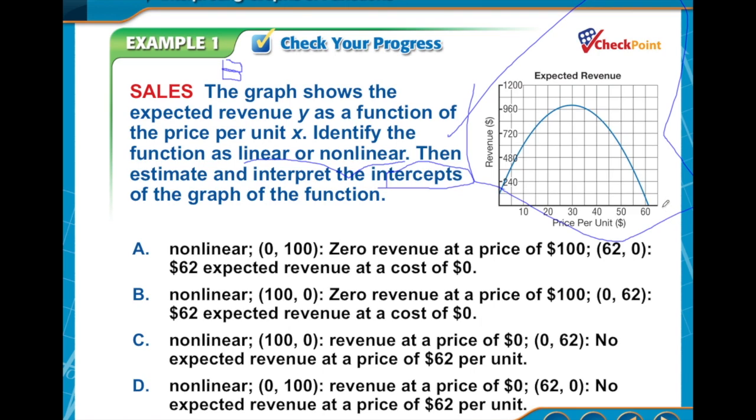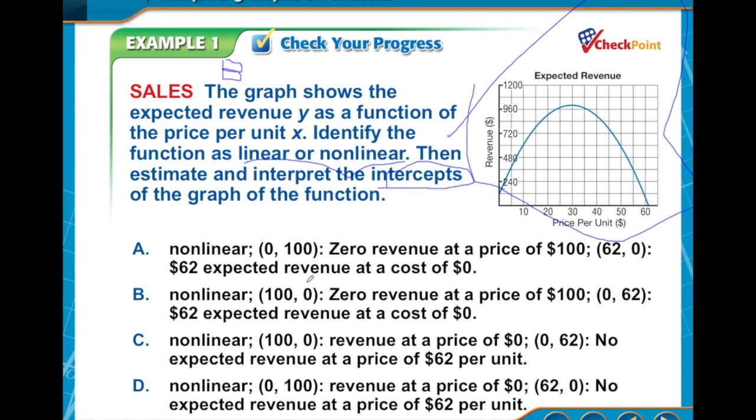So where does this curve intersect the y-axis? Well, my y-axis is right here. And my curve intersects at this point right here, which is halfway between 240 and 0. So that looks like it's about 120, or close to 100. So at about 100, my graph intersects the y-axis. So that's the point 0, 100.